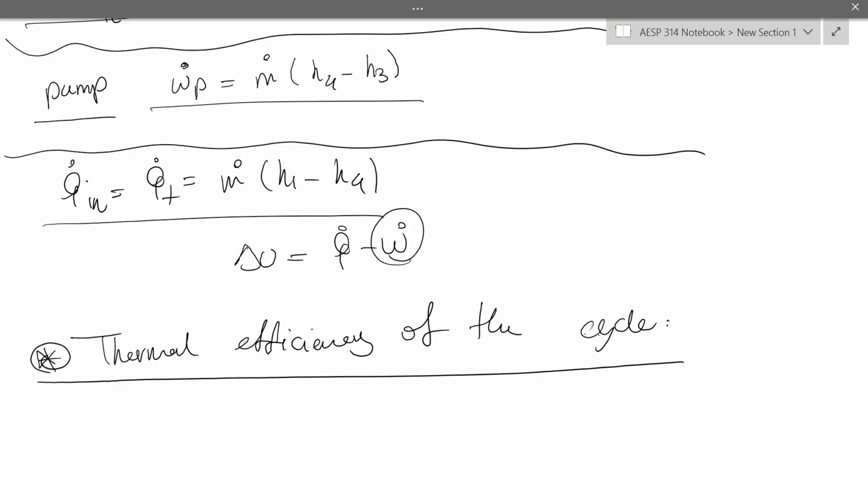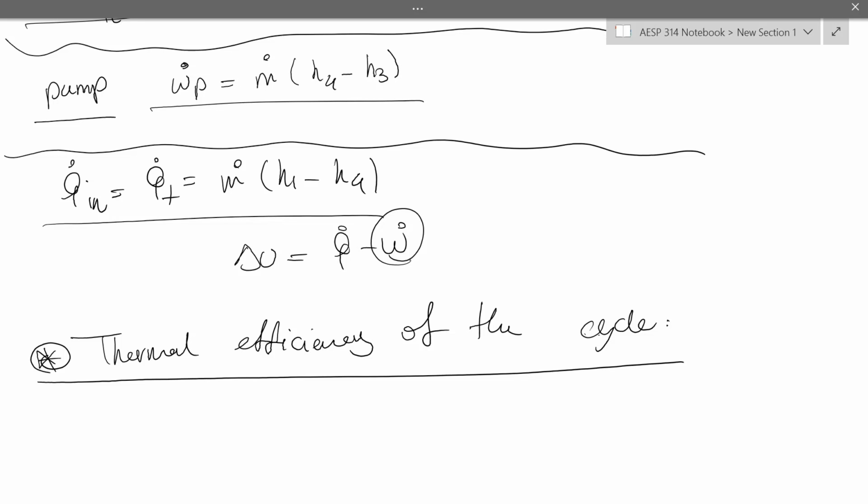I'm not looking for an equation. I'm just looking for the definition. How would you define the thermal efficiency here? Yes, work in minus work out. Work out, as the goal is to get the work out, right? And that is going to be the net work, right? So that net work is your thermal efficiency?